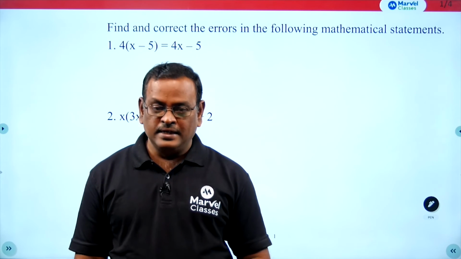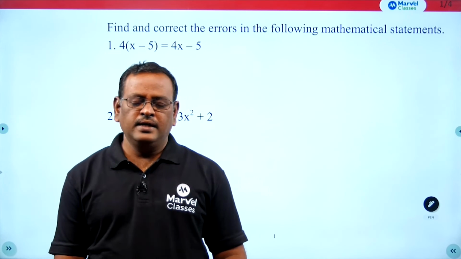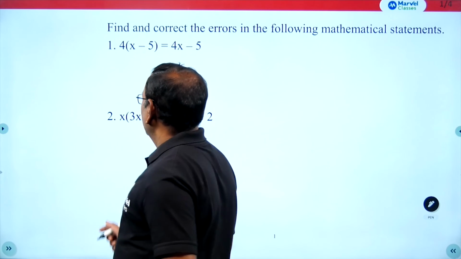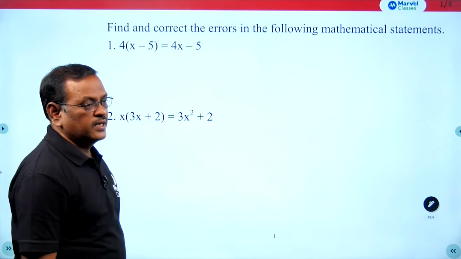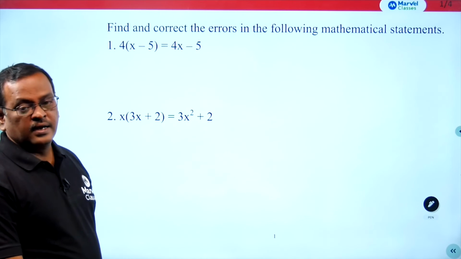Hello students, in this video I am going to teach how to find an error in any mathematical expression and how to correct that error. Very simple exercise. The given expression is 4 into x minus 5 equal to 4x minus 5. Find the error and correct it, okay.